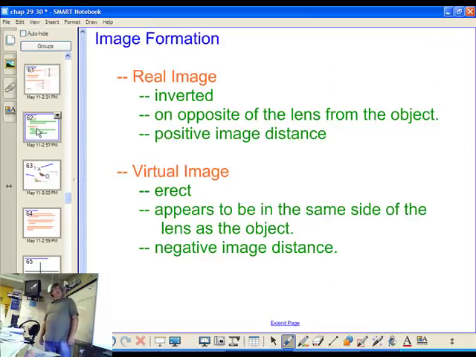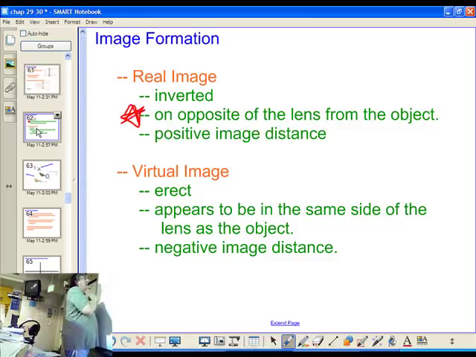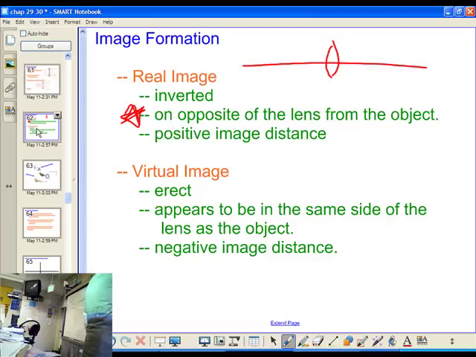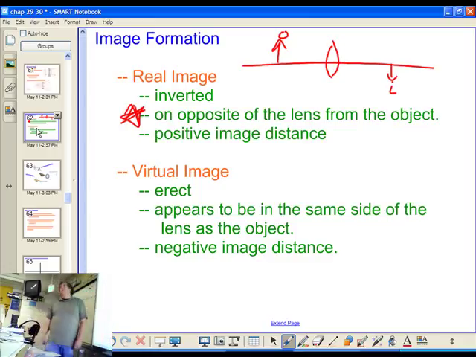So, image formation, real images. Now, this is a change. Bear with me. This is the difference between a lens and a mirror. Real images are still inverted. They still have a positive image distance, but they will appear on the opposite side of the lens from the object. So if this was my object, my image is going to be on the opposite side.